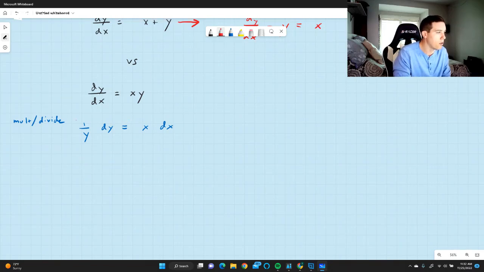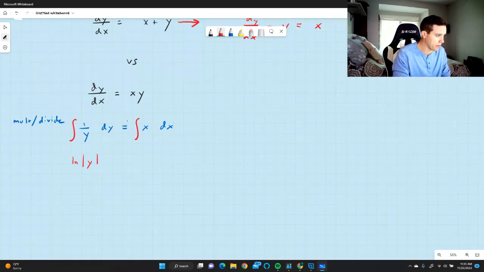Now we integrate both sides with respect to its variable. So on the left, y is the variable. We're going to integrate with respect to y. Sometimes this is a natural log. Sometimes it's a reverse power rule. Usually these are not too difficult of antiderivatives to find. So antiderivative of 1 over y is natural log absolute value of y equals antiderivative of x is 1/2 x squared, and then plus c.